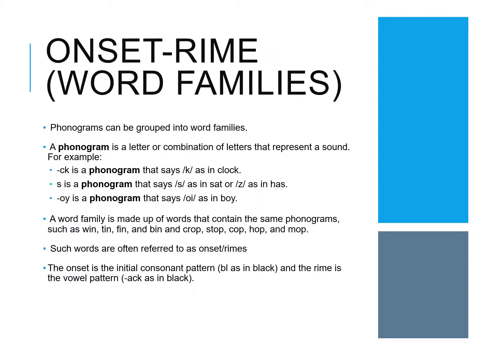So a word family is made up of words that contain the same phonograms, such as win, tin, fin, and bin, or crop, stop, cop, hop, and mop. And these words are often referred to as onset rhymes. And the onset is the initial consonant pattern, such as bl as in black. And the rhyme is the vowel pattern ak as in black. So the teaching of rhyme patterns can be very useful for students with reading problems, but it's made somewhat easier given that there are 37 rhymes that make up 500 words.